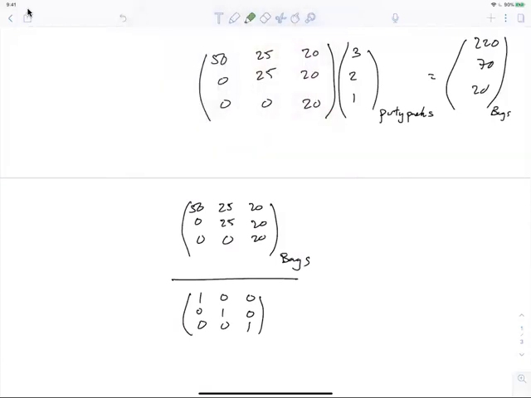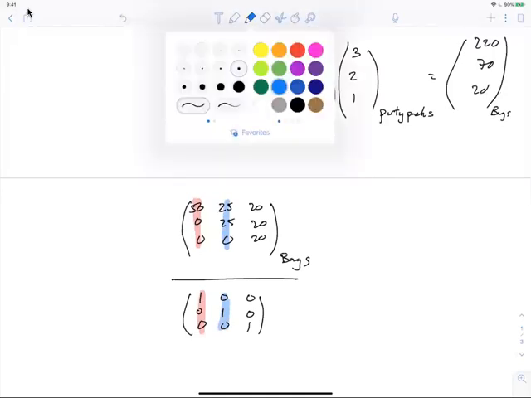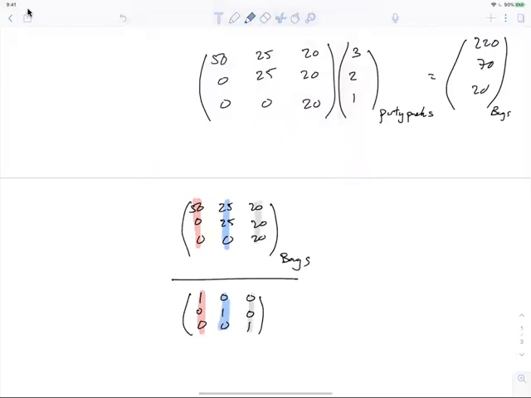So for example, for the first party pack, you have 50, 0, 0 in bags of the different types of chips. For the second party pack, you're going to have 25, 25, 0, and you're going to have 20, 20, 20 for the last type. So this is really the conversion factor that we have, just like before. And we're going to multiply these matrices by this vector.